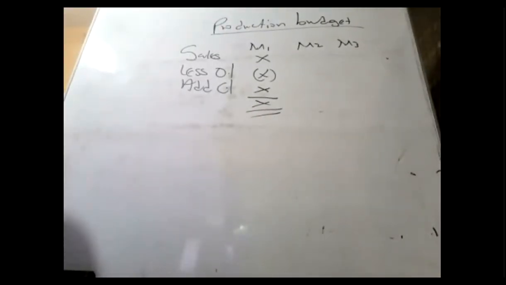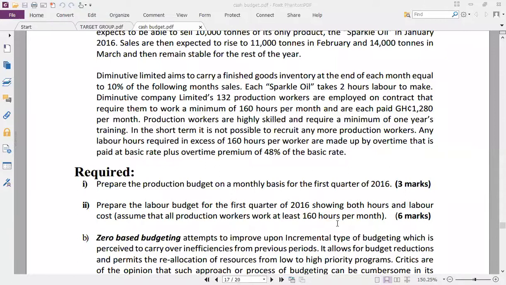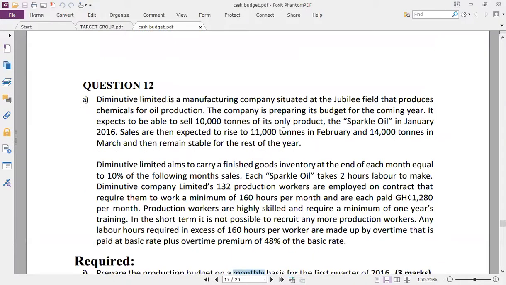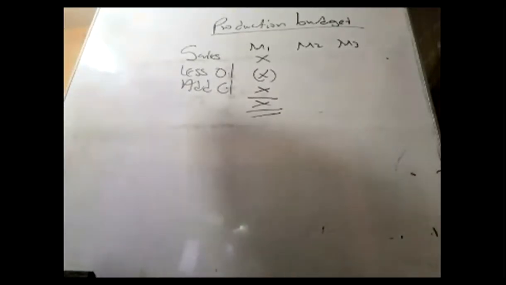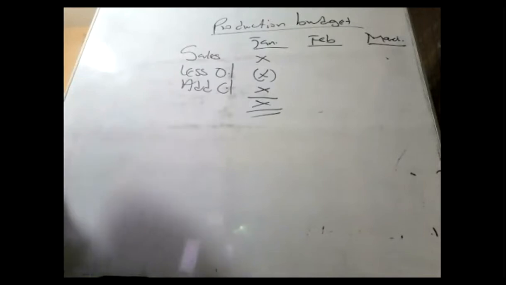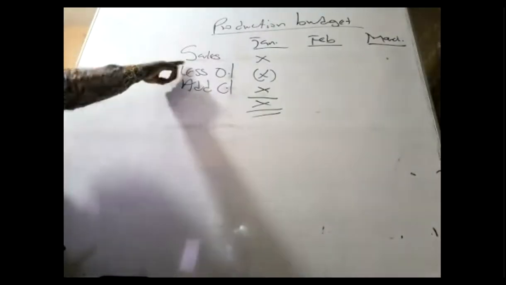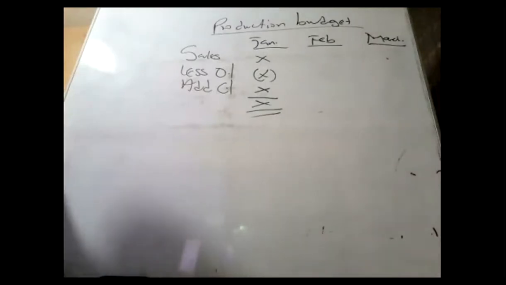So that's how I would do this question: for the first quarter of 2016 on a monthly basis, which means I prepare for January, February, and March. So I'll put the production budget, January here, February here, and then March. How do you get it? Then I go to the question and look for the sales, opening inventory, and closing inventory. That is the end of the game.